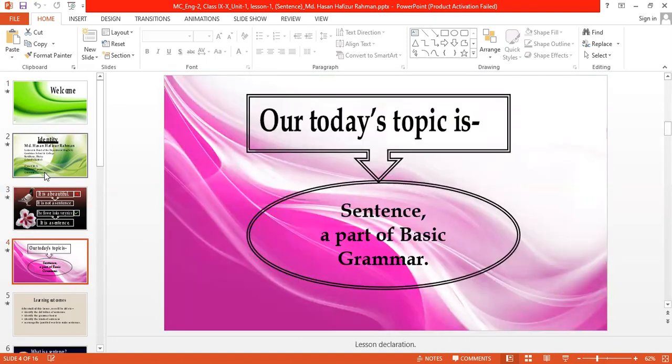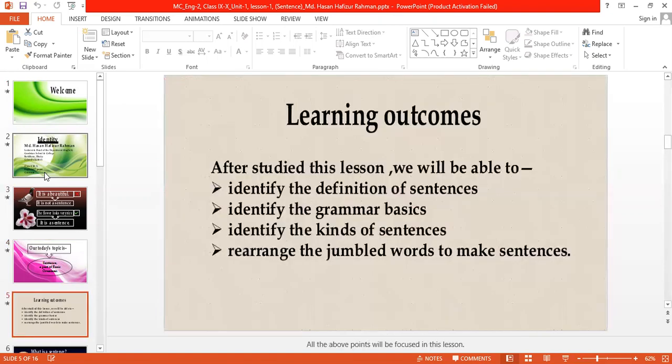So today's topic is sentence, part of basic grammar. My dear students, what do we learn today? After studying the lesson, we will be able to identify the definition of sentence, identify the basic grammar, identify the kinds of sentences, and rearrange the given words to make a sentence.